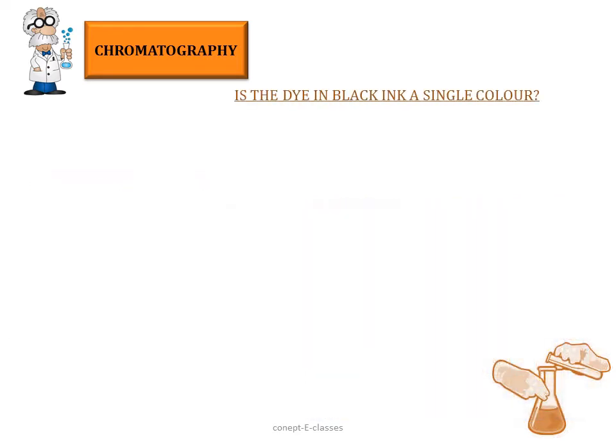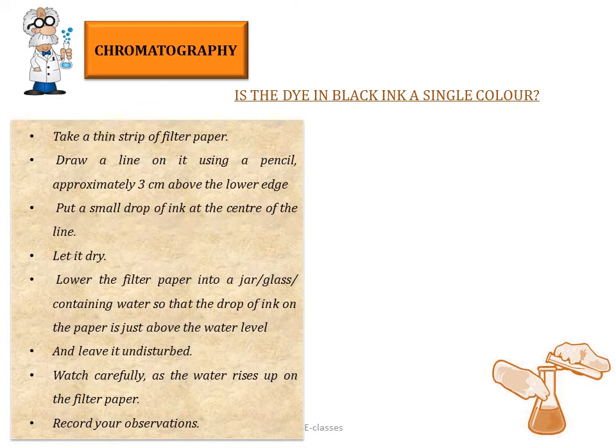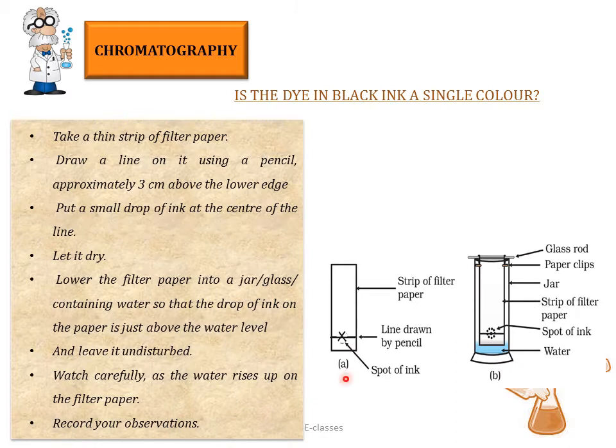Here we are using a dye and we are checking if the dye in a black ink is a single color or not. So for that, first we take a thin strip of filter paper. We draw a line on it using a pencil which is approximately 3 cm above the lower edge. Now put a small drop of black ink at the center of the line. Now let it dry. Now lower the filter paper into a jar or a glass containing water so that the drop of the ink on the paper is just above the water level.